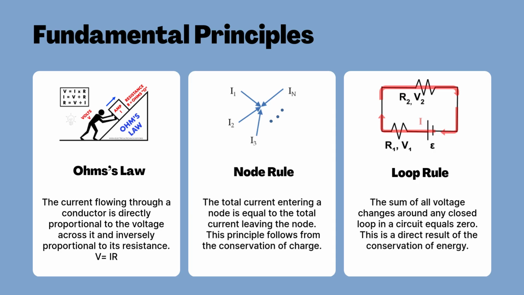So let's talk about the fundamental principles that were involved in this lab. The first is Ohm's law, which is just V equals IR, or the voltage equals the current times the total resistance inside of a circuit. And then next is the node rule, which is the total current entering a node is equal to the total current leaving the node, basically conservation of charge. And then the third principle is the loop rule, which is that the sum of all voltage changes around a closed loop in a circuit equals zero. And this is a result of the conservation of energy.